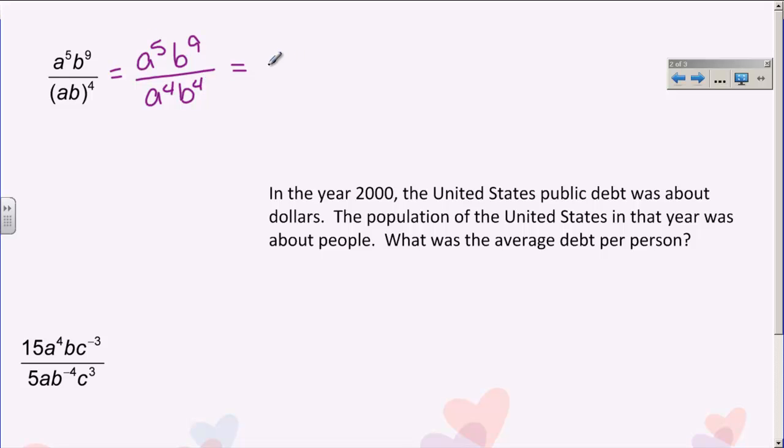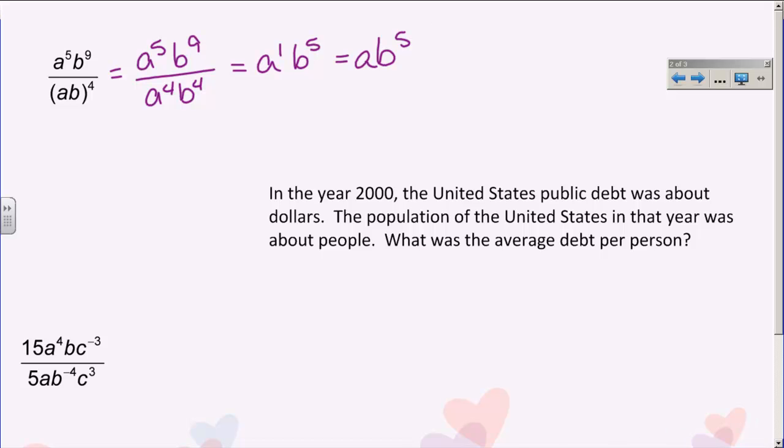So I have my a's, and 5 minus 4 is 1, so it's just a to the 1st. And then on my b's, I have 9 minus 4, which is 5. Now, if you want to put the 1, you can. If you want to leave off the 1 and just write a, b to the 5th, they're the same thing. You won't see it with the 1 written on a test or in an example, but they do mean the same thing, and one is not more right than the other.